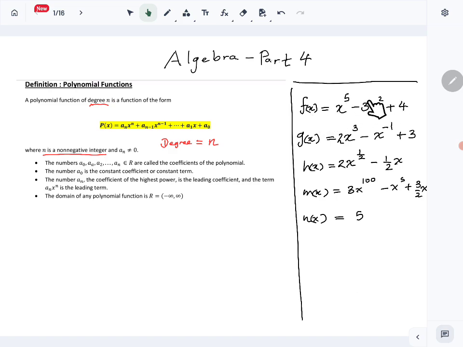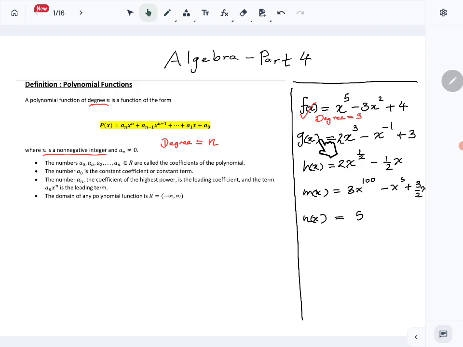Look at the powers. All of them are non-negative powers. Then it's fine. It's a polynomial function. It has this form. So the first one is fine. And what is the degree of this polynomial? If it is a polynomial, it has a degree, no? Degree is the highest power. So this is a degree 5 polynomial.